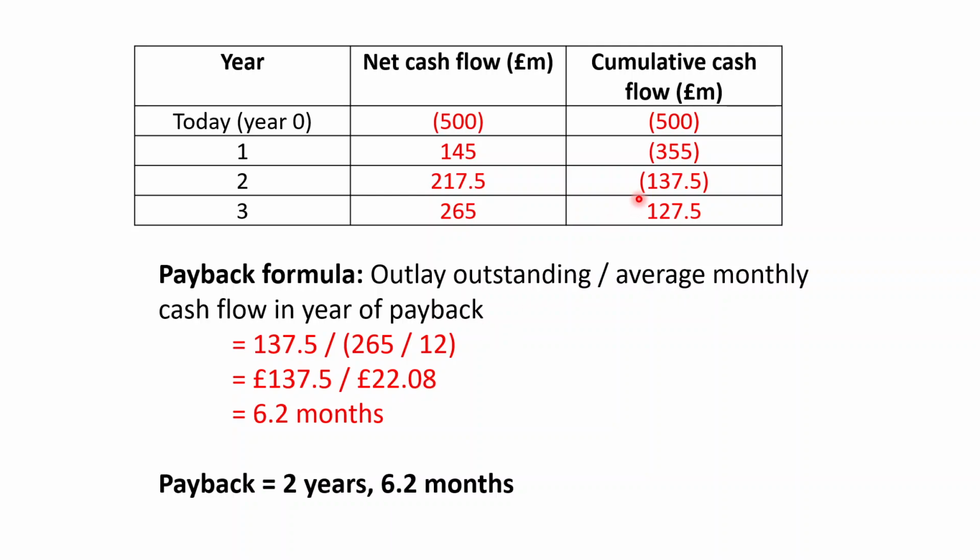Okay, I had 137.5 million left to pay off, bringing in 22.08 million per month. So what I do, 137.5, my outstanding balance, divide that by the monthly cash flow in the year I pay back. It tells me it paid back in 2 years, 6.2 months. Okay, so quick recap, look at which year it broke even. It broke even between 2 and 3. Look at the net cash flow in the year you pay back and divide that by 12 to give you the average monthly cash flow. And then you can see how long it takes to pay back this 137.5 million and get to zero.